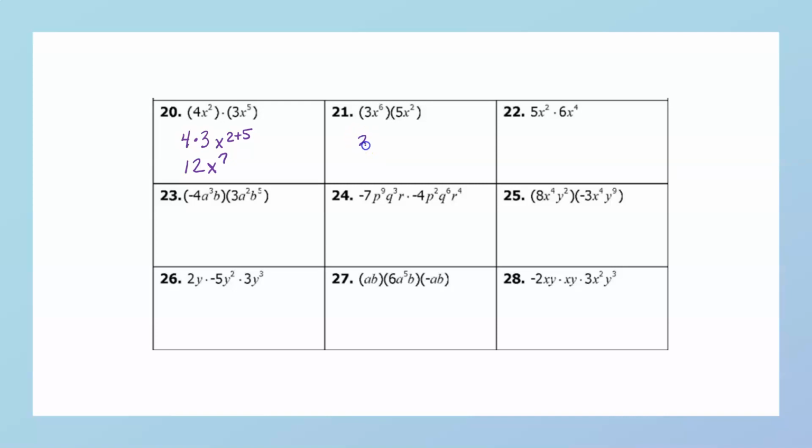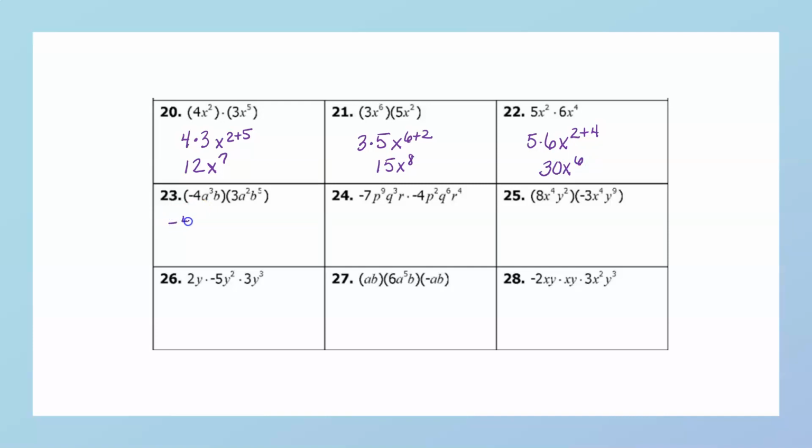21. You're going to multiply 3 times 5, and then you're going to take x to the 6 plus 2 power, so 15x to the 8th. 22. You're going to multiply the 5 and the 6, and then you have x to the 2 plus 4 power, so I have 30x to the 6.